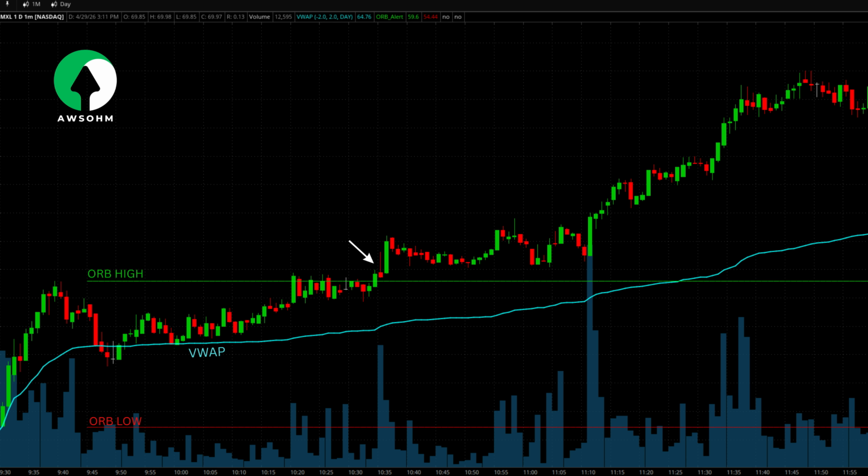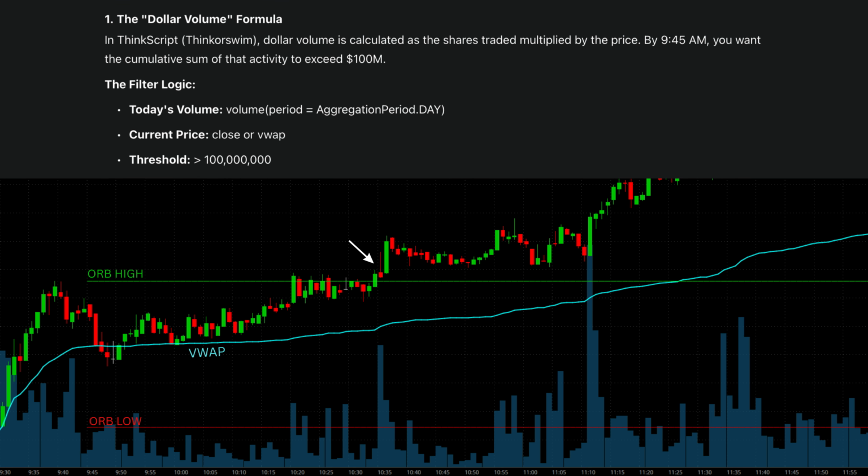On the 1-minute time frame, this means the stock has already traded significant capital in just the first 15 minutes of the session. 1. The dollar volume formula. In Thinkorswim, dollar volume is calculated as the shares traded multiplied by the price. By 9:45 a.m., you want the cumulative sum of that activity to exceed $100 million.